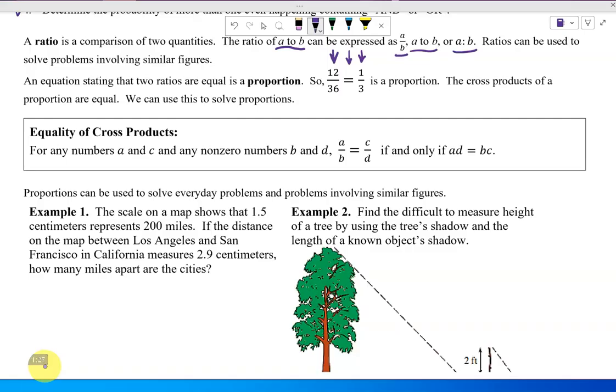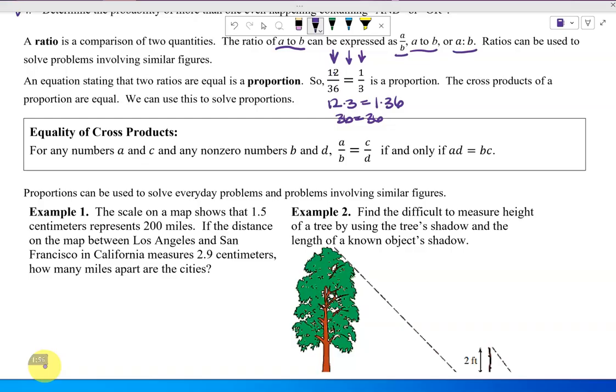The cross products of proportions are equal, and we can use the cross products to solve proportions. So 12 times 3 will equal 1 times 36. Yeah, 12 times 3 is 36, and 1 times 36 is 36. So the cross products do equal each other. Now, when we do proportions in a second and we do the cross product, one of those positions is going to be an unknown, and we'll be solving for that unknown.